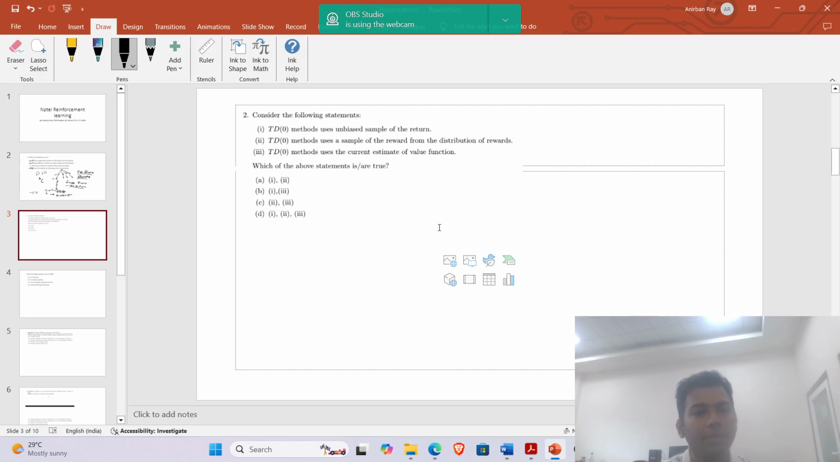So the TD0 method uses... first you have to understand what the TD0 method is. Coming on to that, the mathematical formulation is somewhat like this: the expectation of G_t given S_t equals s. So what you're taking is the expectation over the return.